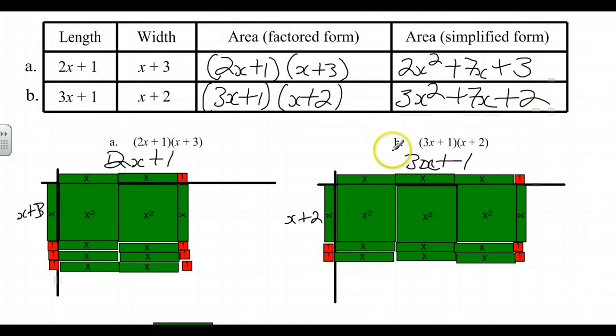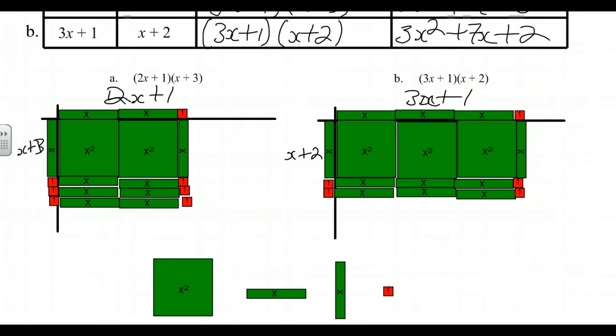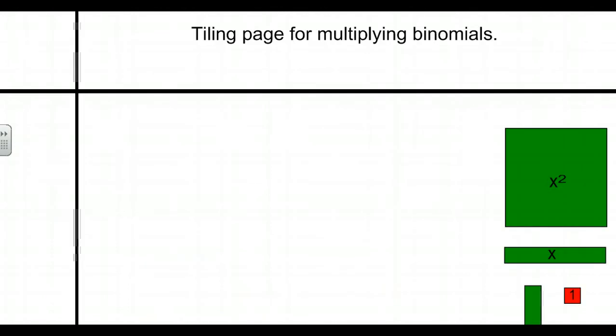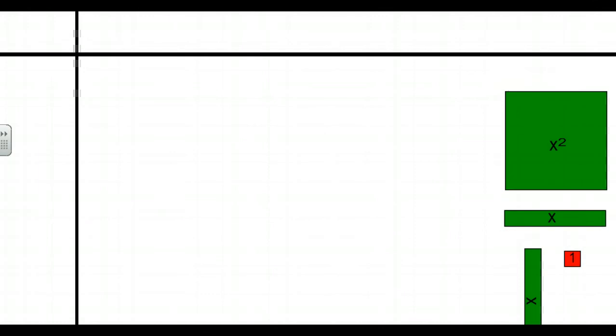This is a concrete model of doing this, and what we want to do is work our way towards an abstraction, which is where we no longer need the model. But if you want to play with these for a while, you can. I will make this file available to you, and you can open it with Smart Express and play with it yourself. You'll have some virtual tiles to play with. Here's a page where you can do that. We've got some x's and x squareds and 1s, and you can build length here, width here, and away you go.